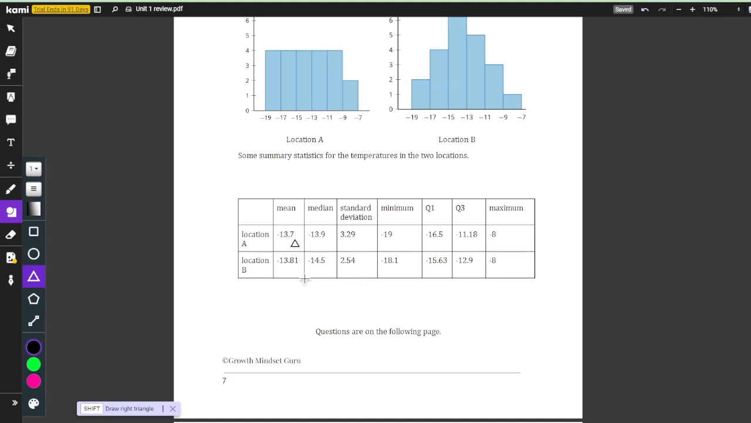Ooh, do I want that color? I don't want that color. I want this color. Let's do green. Let's do pink. I like pink.